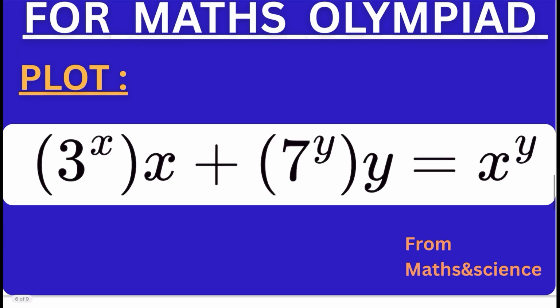Now we will proceed further. Given equation is x into 3 to the power of x plus y into 7 to the power of y is equal to x to the power of y. It's a combination of linear and exponential variable components.